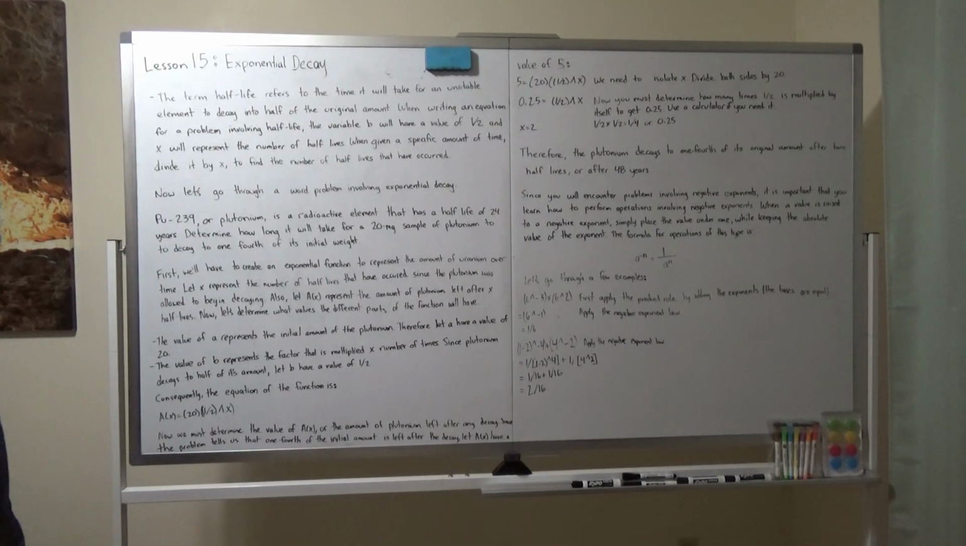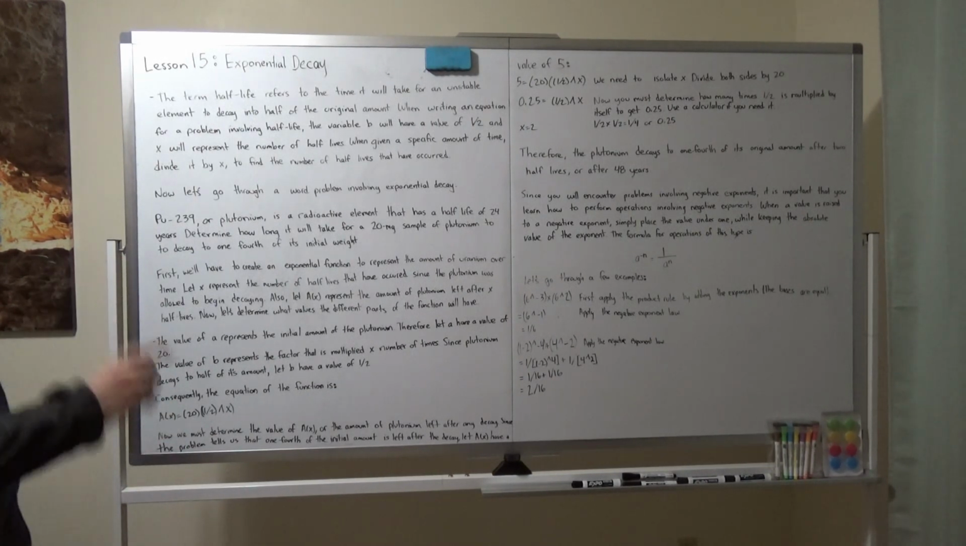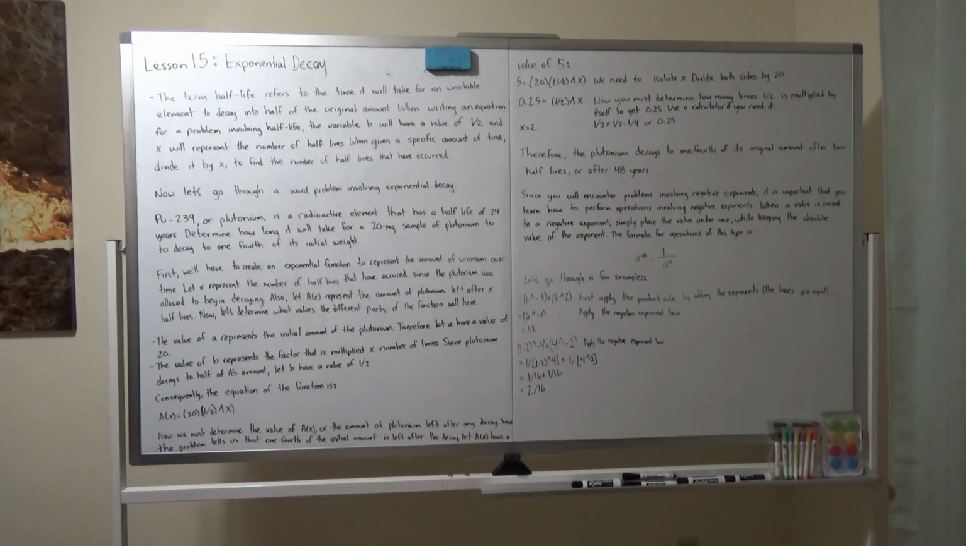When writing an equation for a problem involving half-life, the variable b will have a value of 1 over 2, and x will represent the number of half-lives. When given a specific amount of time, divide by x to find the number of half-lives that have occurred.